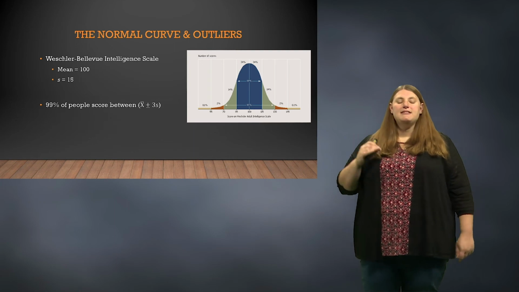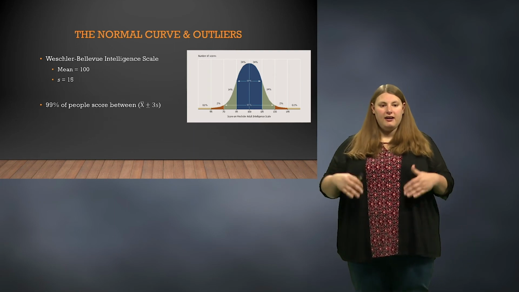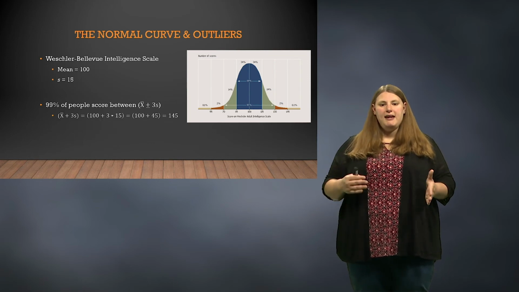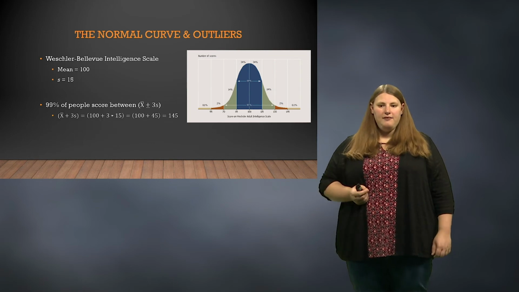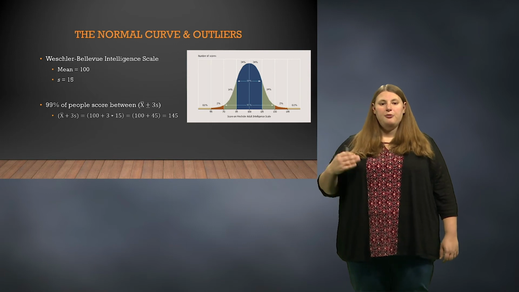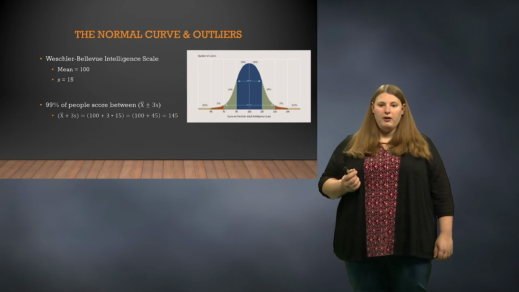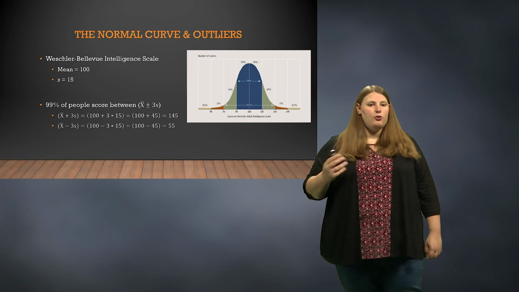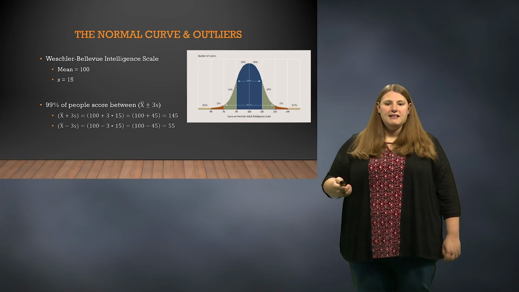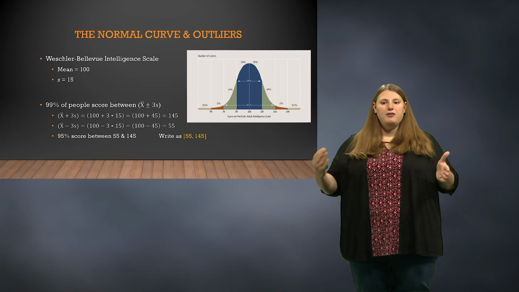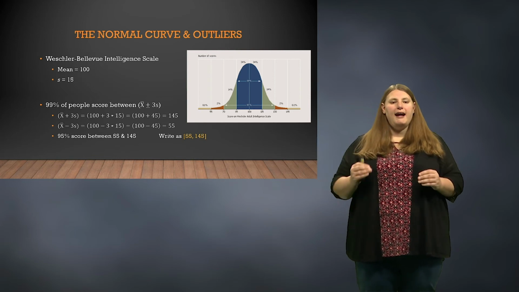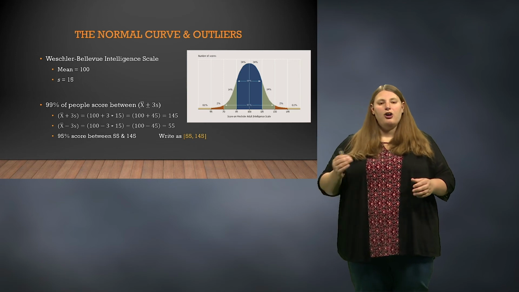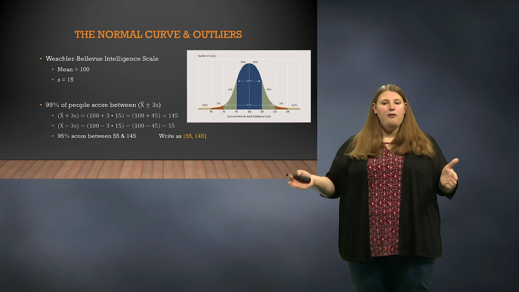And lastly, that brings us to the 99% range and the calculation of outliers. Doing the same as before, we take the mean plus 3 times the standard deviation, which equals 100 plus 3 times 15, or 145. Then 100 minus 3 times 15, or 55. And that's going to give us a range of 55 to 145. So 99% of the people who take the Wechsler-Bellevue Intelligence Scale are going to score between 55 and 145 on the test.